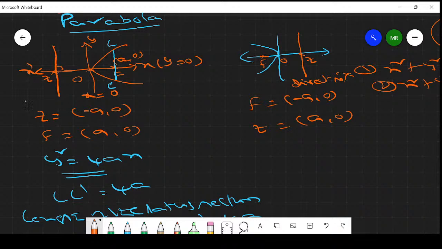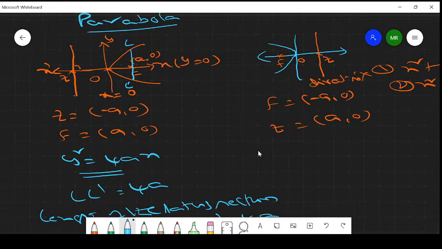Same here also, this line is called the directrix. Passing through this one is called the directrix. Just remember that the line is called the directrix.